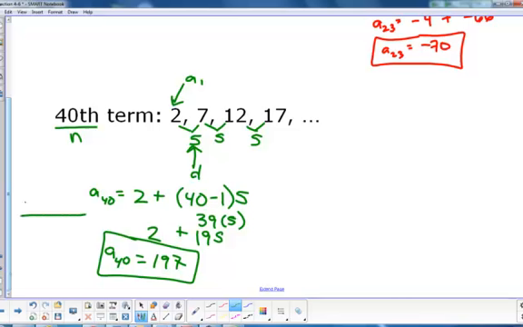If you had a table, number 40 would give you 197. 1 would give you 2, 2 would give you 7, 3 would give you 12, 4 would give you 17, and 40 would give you 197. This is kind of like an ordered pair, with that being your x value and that being your y value.